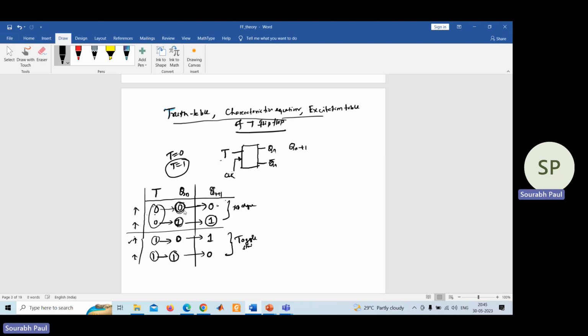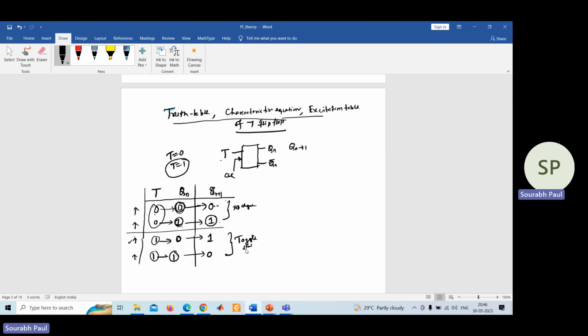No change means if your present output is 0, after applying the clock, the output will still remain 0. If your present output is 1, after applying the clock, your output will remain 1. So this particular thing is known as no change when you are applying T equal to 0. Now for the other input case, when T equal to 1, this is known as the toggle state.